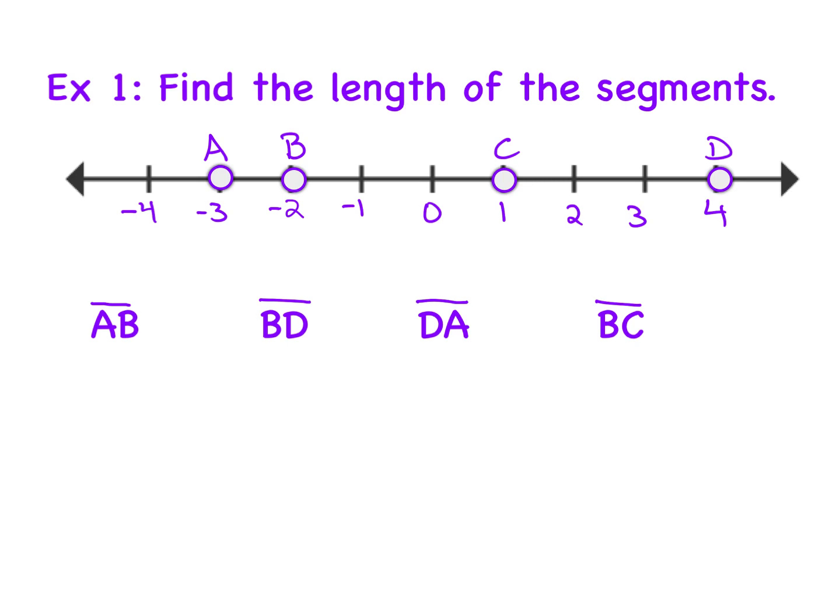Distance and length are synonymous with one another, right? They're interchangeable. It could easily say find the distance of the segments, and it would have been the same exact thing. Just how far apart are those 2 points? So the first one is AB right here. What does that symbol on top of AB tell me it is? A segment. So it starts at A and stops at B, right? It wants to know what is the length of that.